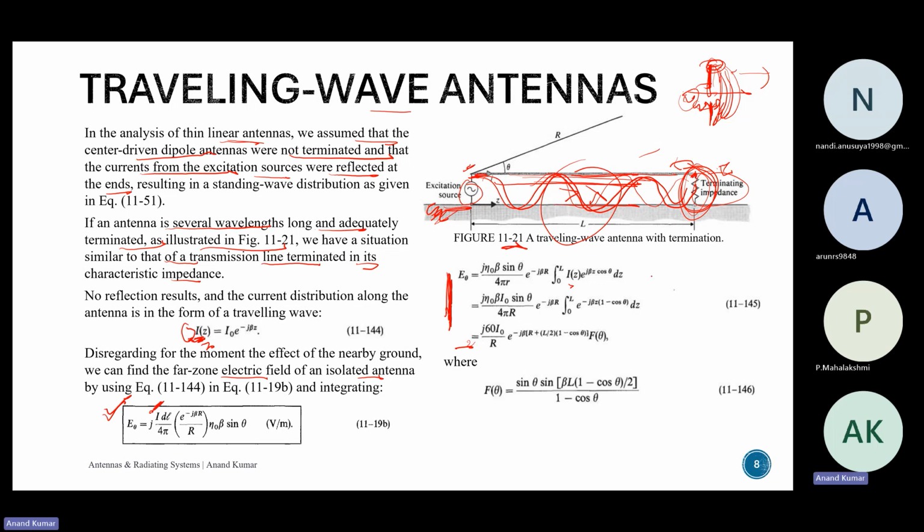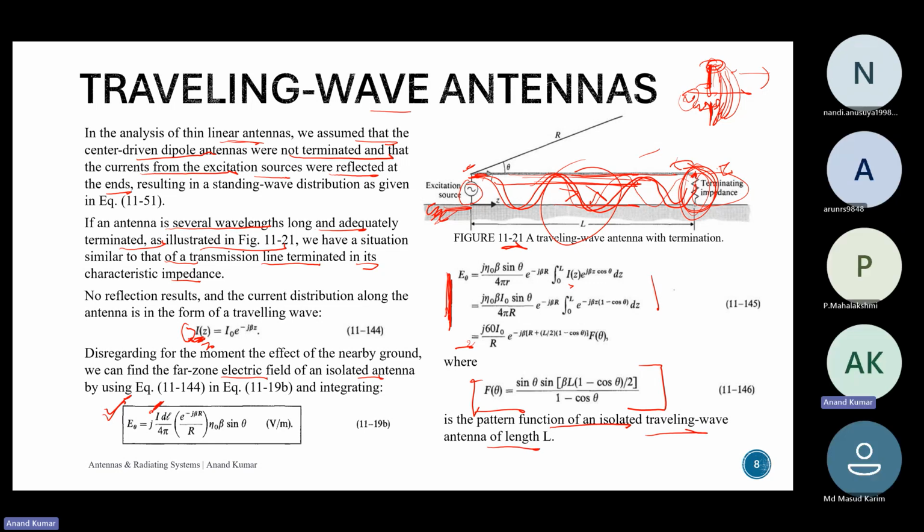And once you have solved this, we get the expression for the pattern distribution over here as this expression, and this is the pattern function for the isolated traveling wave antenna of length L. So this L is greater than lambda.